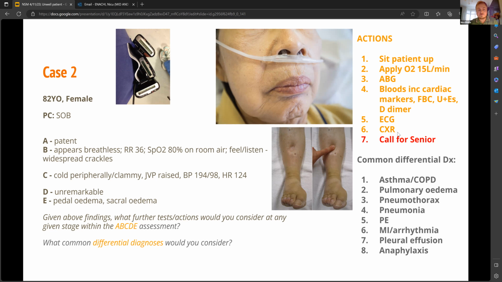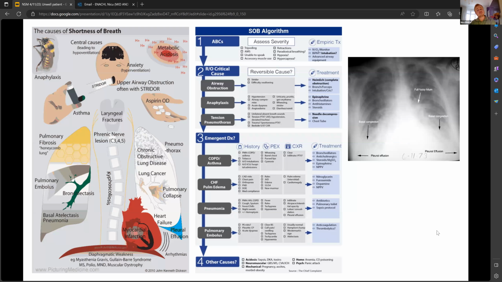So things you have to consider when seeing a breathless patient are commonly asthma, COPD, pulmonary edema, pneumothorax, pneumonia, PE, MIs, arrhythmias, effusion, and anaphylaxis. I must say anaphylaxis is very rare these days, but still happens. So again, a very helpful picture from Picturing Medicine, showing the most prominent causes of shortness of breath. They can be central, respiratory, non-respiratory, cardiovascular, and so on, neurological as well.